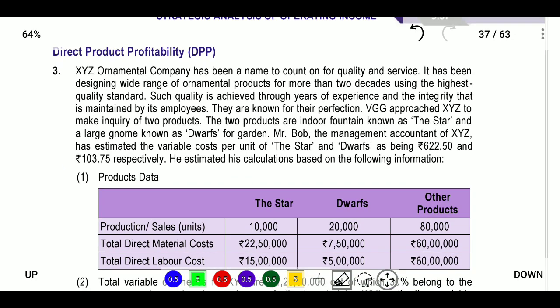What is there in the question? They provide that XYZ Ornamental Company is known for quality service. It has been designed as one company, and it has achieved this through years of experience, integrity and maintained employees. It was approached by XYZ to make an inquiry about two products. What are those products? The star, and one is the draft for garden. Mr. Bob, the management accountant of XYZ, has estimated the variable cost. The variable cost for star is 622.5 and for draft 103.75.